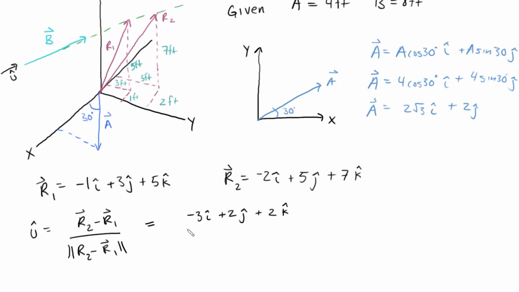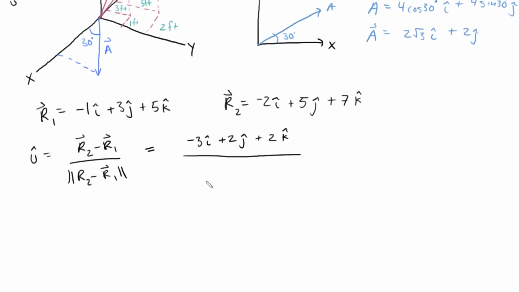Now we could find the magnitude of these, so that's simply the square root, as we learned before, the square root of 3 squared plus 2 squared plus 2 squared equals that. So we can simplify this: this is 9, so that's 4 plus 4, that's 8, 8 plus 9 is 17.